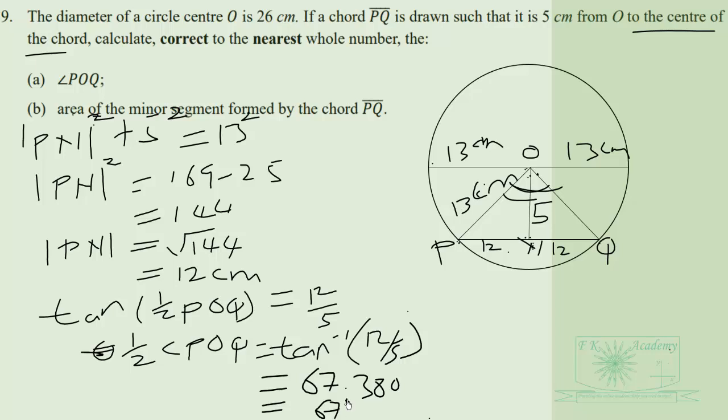So to the nearest whole number, we are going to get 67 degrees. But we are looking for angle POQ, not half of it. So we multiply through by 2. That will give us 67 times 2, and that will give us 130.